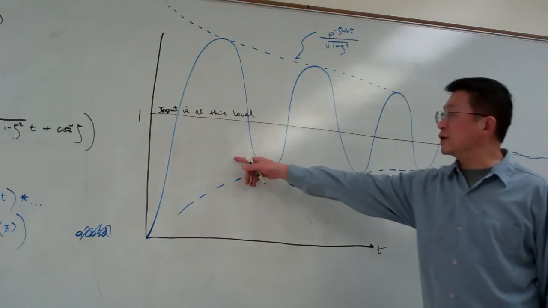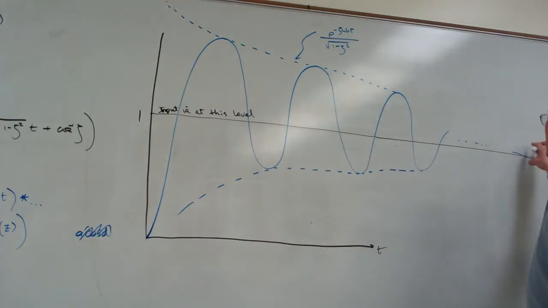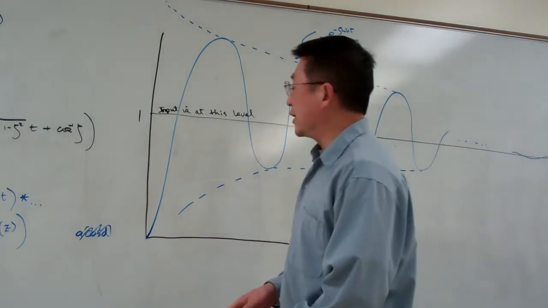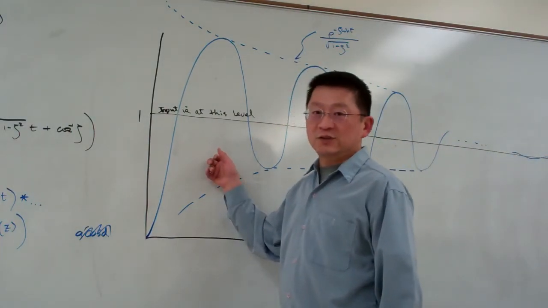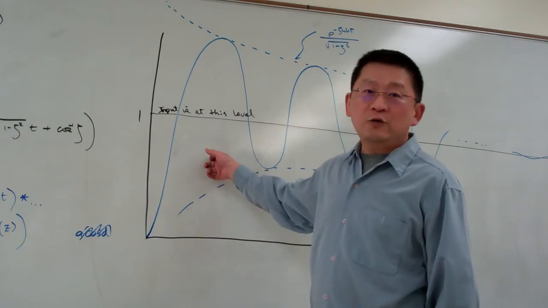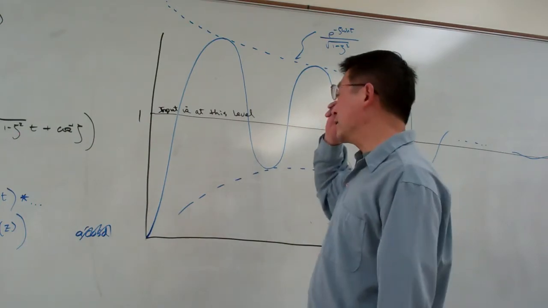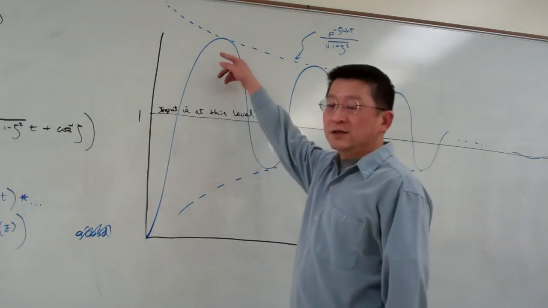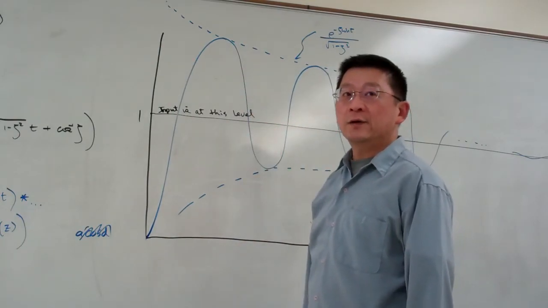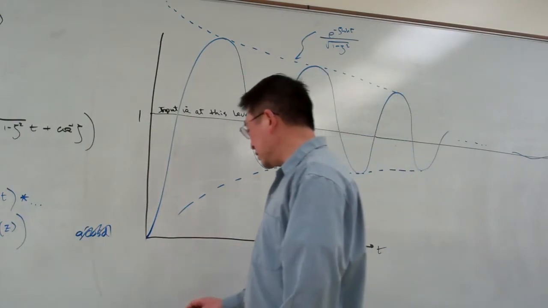This we call the transient response. This one is called the steady state response. And for a second order system, most of the time we are interested in the transient response. We want to know how quick the system will be, and how good the system behaves. And so here we have certain characteristics.